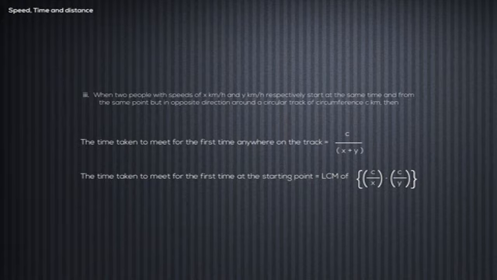When two people with speeds of x km per hour and y km per hour respectively start at the same time and from the same point but in opposite direction around a circular track of circumference c km, then the time taken to meet for the first time anywhere on the track is given by c divided by x plus y, and the time taken to meet for the first time at the starting point is given by LCM of c by x and c by y.